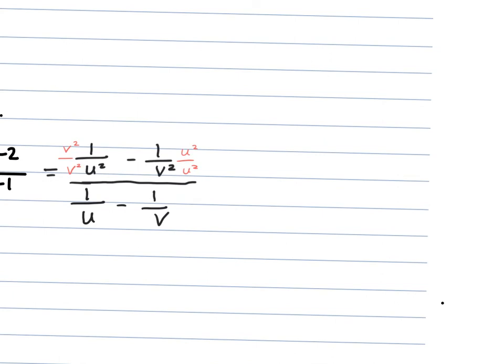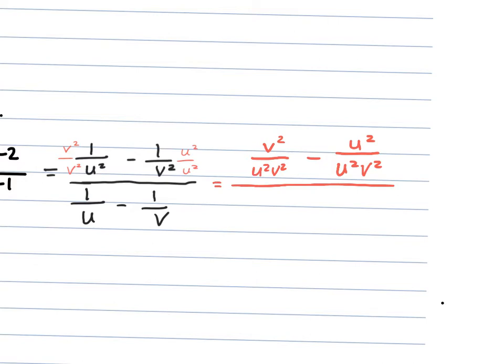So what we get is v squared over u squared v squared. I'm just putting it in alphabetical order. That's all I did there. That's the reason I switched them. U squared over u squared v squared.